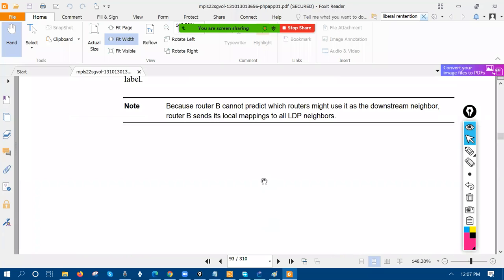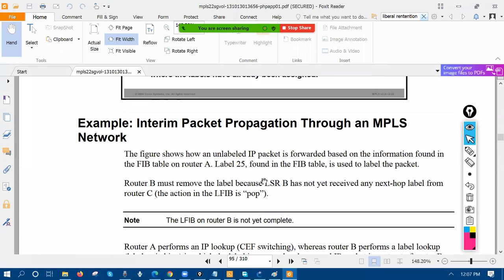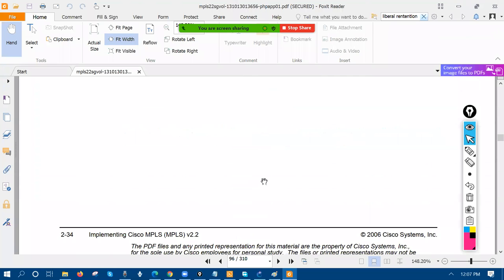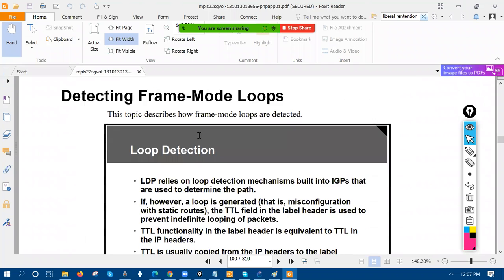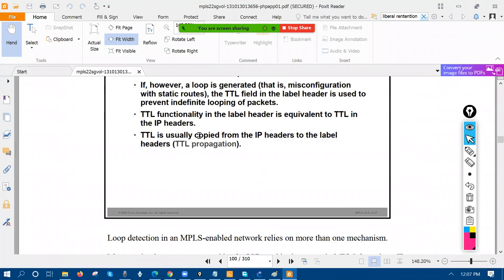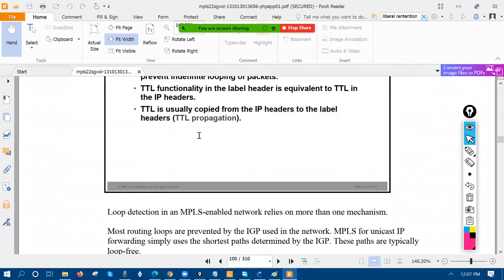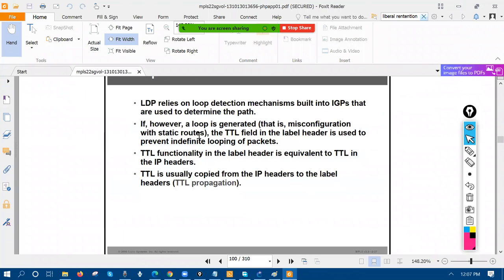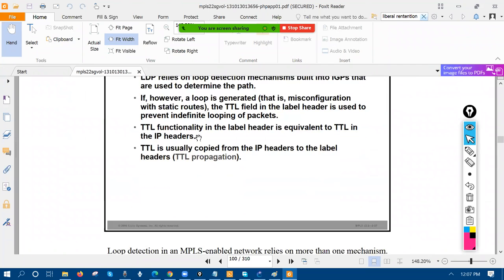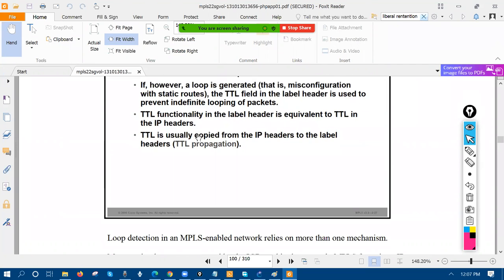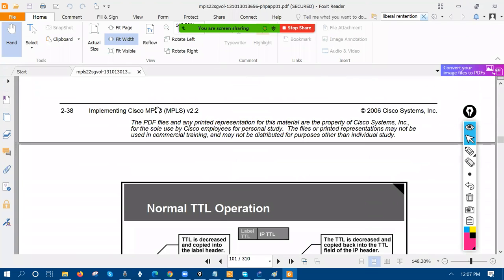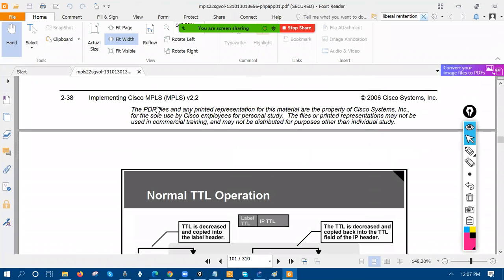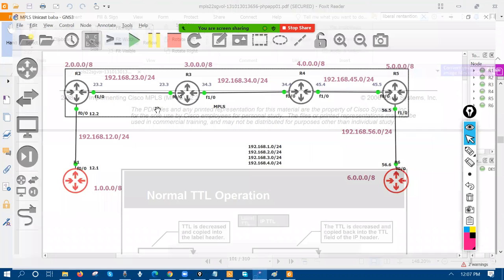The map on the unicast one. TTL propagation we have done, that's used for loop prevention, right? Okay. And this one is working in MPLS VPN. I'm just checking this one. It's working.